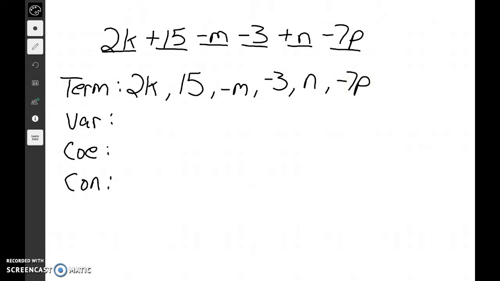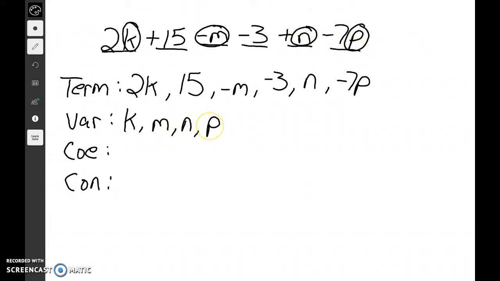The variables are going to be your letters. So to find the variables, we're going to look for letters. So the first letter I see here is going to be k. So I'm going to write down k. The next variable I see is negative m. Now here I don't write down the negative because the negative is understood to be a number out in front, a negative 1. So that's just going to be the variable m. We also have the variable n and the variable p. So those would be our 4 variables for this problem.